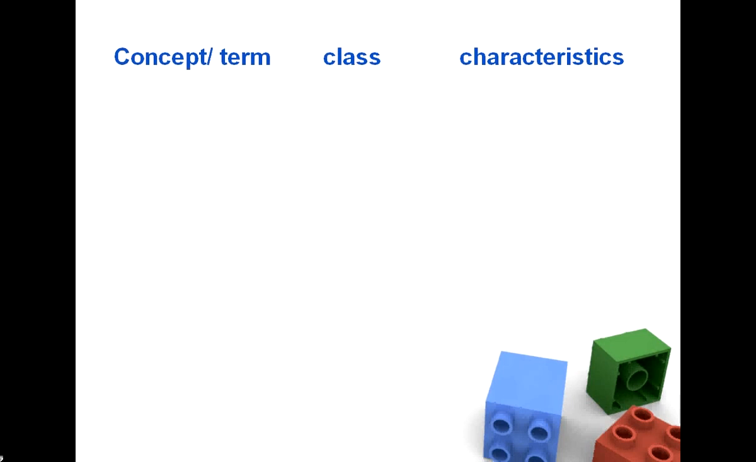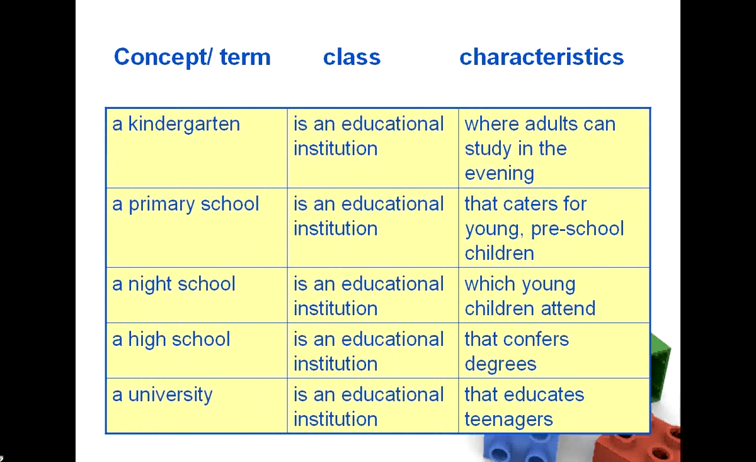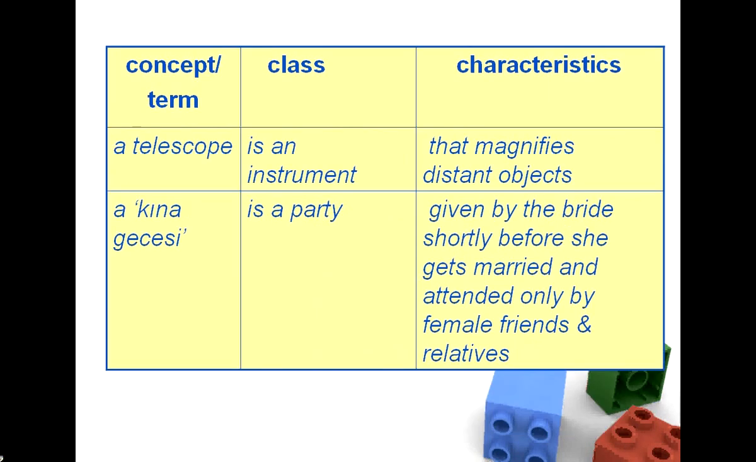So let's look at our examples again and think of them in terms of concept, class, and characteristics. Here are two more examples. So the concept is a telescope. How do we classify it? A telescope is an instrument. And what's the characteristic of a telescope? Well, a telescope is an instrument that magnifies distant objects.